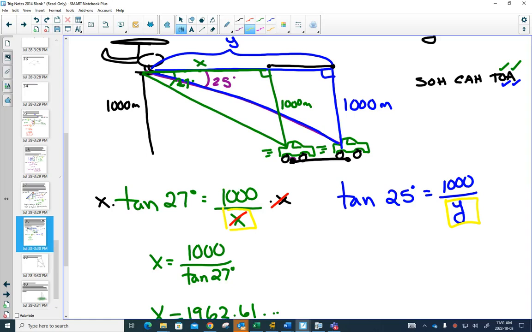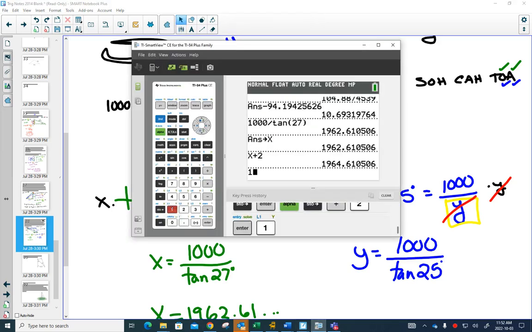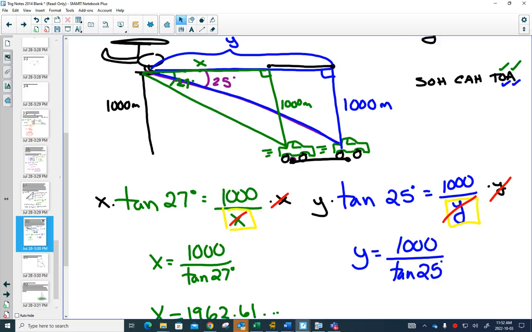We want to get Y by itself, but it is in the denominator, so we first multiply both sides by Y, and then to get Y by itself, 1,000 divided by tan of 25, and Y is 2144.50.